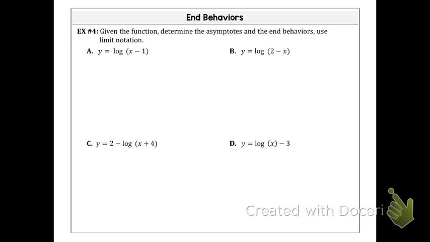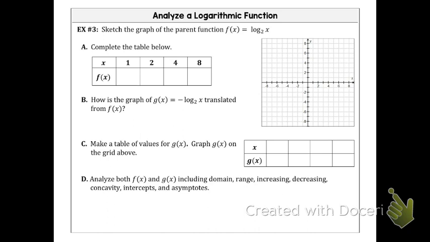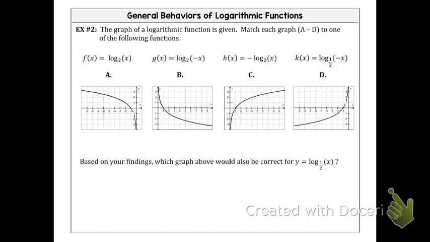Sorry, different program, didn't turn the pen on. All right, so this one right here is our normal parent looking function. Has the x-intercept at (1, 0). It's got the vertical asymptote at x equals 0. It's increasing because my base is greater than 1. So this is going to be C. And I'm going to put here that this one is f of x.